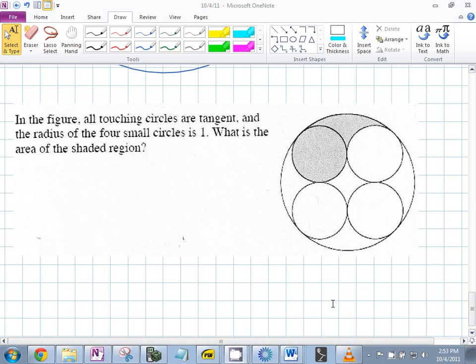All touching circles are tangent, meaning they just touch at one point. And the radius of the 4 small circles is 1. What is the area of the shaded region? Well, can you find most of the area of the shaded region pretty quickly? Yes. Sure. The circle. You know that this circle, and I'll make it red so we can see it, if that's the center, what's the radius? 1. So the area of the circle is pi times 1 squared, which is pi.